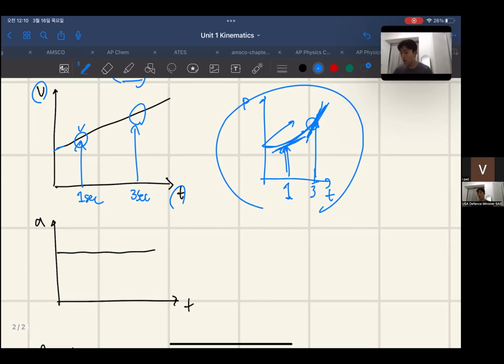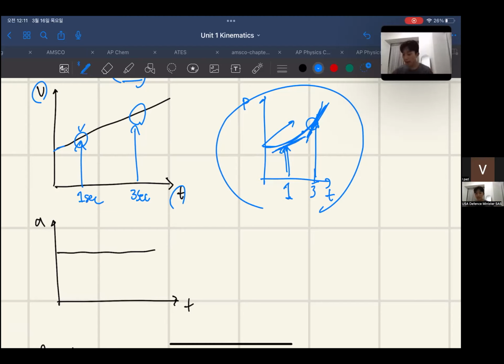So what we just did is using the VT graph, or analyzing velocity, we were able to make a conjecture on how the position would change. Now, let's do something opposite. Using the velocity-time graph, let's analyze and make a conjecture on how the acceleration would change.